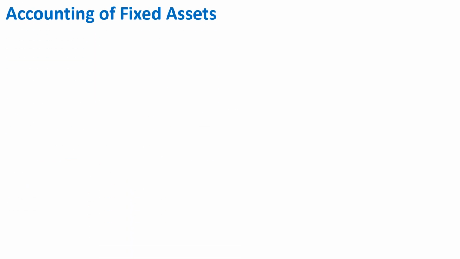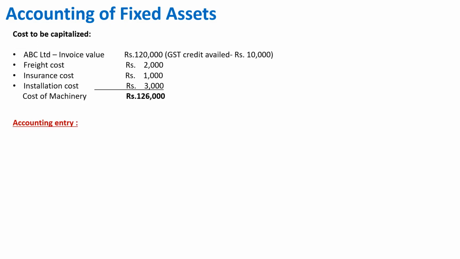Now let's see about the accounting of fixed assets. In the previous slide, we understood what the amount to be capitalized is. Now let's see what journal entry is to be posted. I'm taking the same example. The cost to be capitalized is 1,26,000. What is the accounting entry you're going to post now?